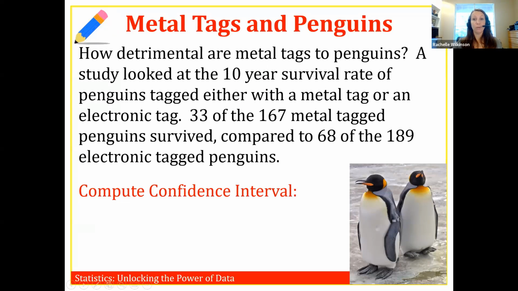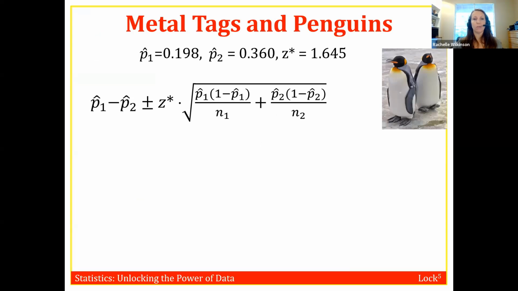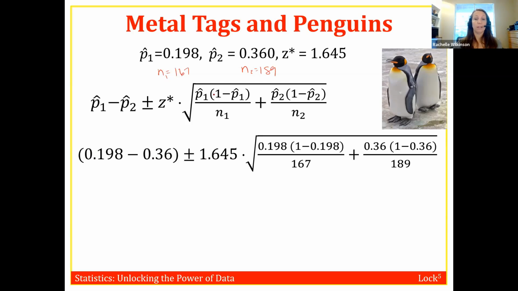All right, so now we're ready to actually construct this confidence interval. Here is our formula for the confidence interval, and we're just going to take all of our numbers and plug them in. I didn't put my n's up there. I think the first n was 167, so that was n1, and n2 was 189. Now I have all the numbers I need. I plug them all into this formula here, and we're going to see if we can work this out.